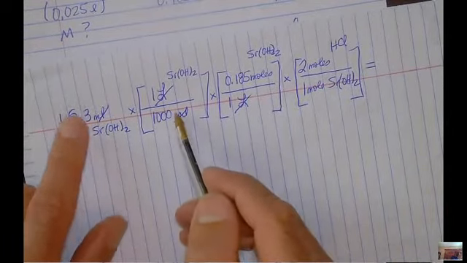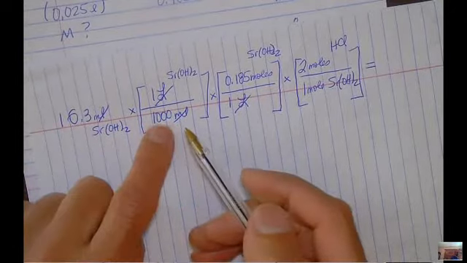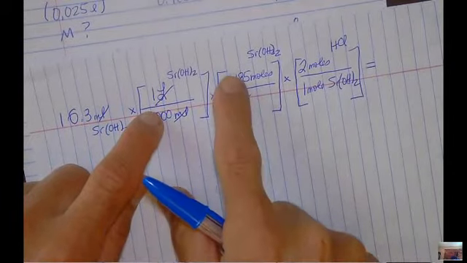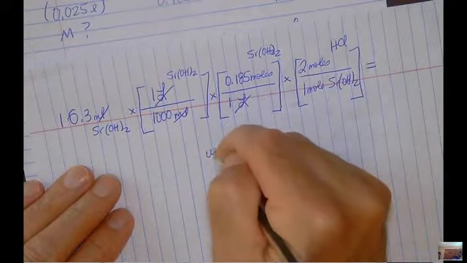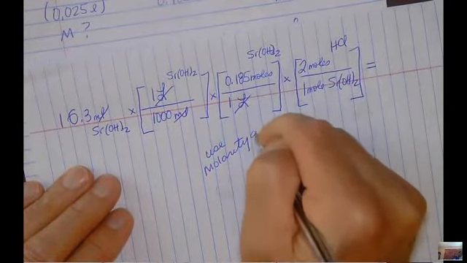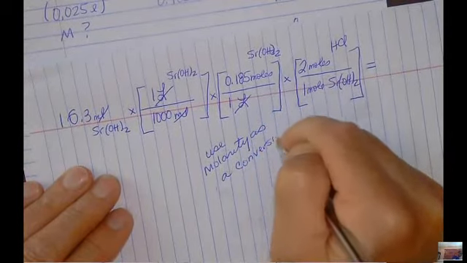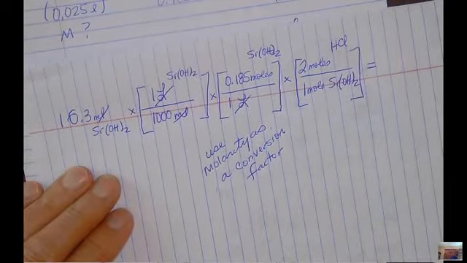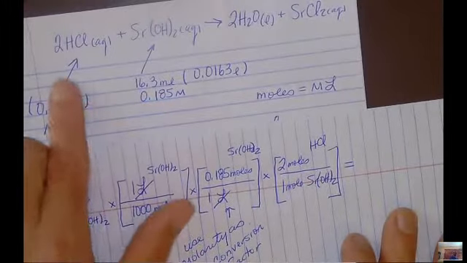This one, though, you have the amount in the volume of the solution, change it to liters, and then use molarity as a conversion factor. Okay? That's this step. And this step is nothing new. This comes right from the balanced equation.